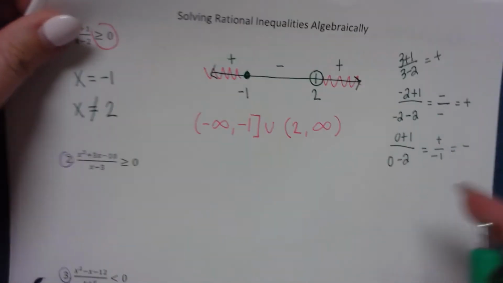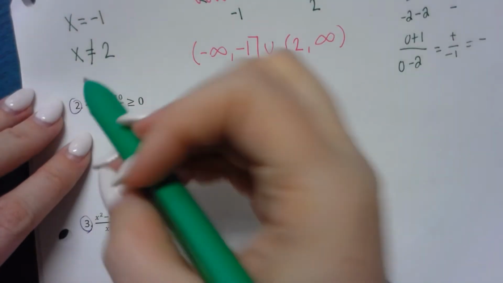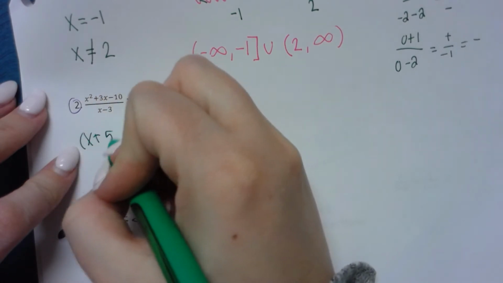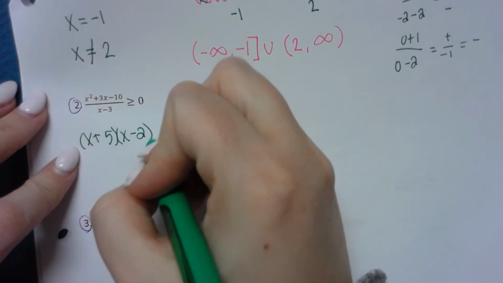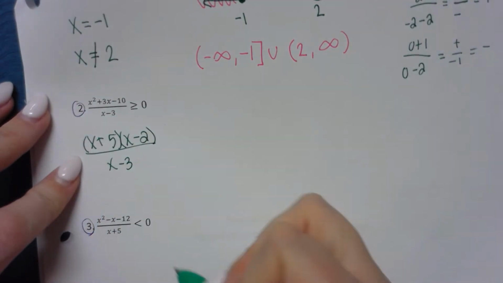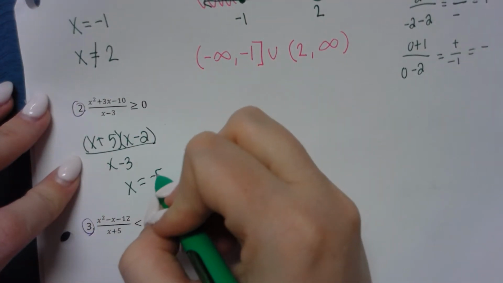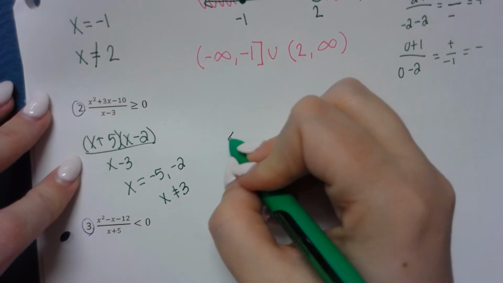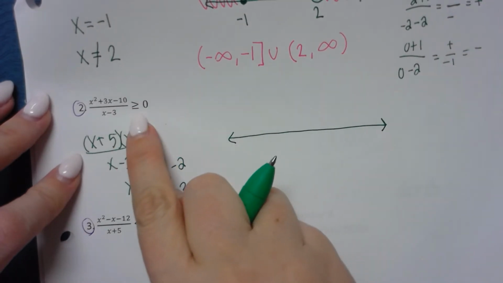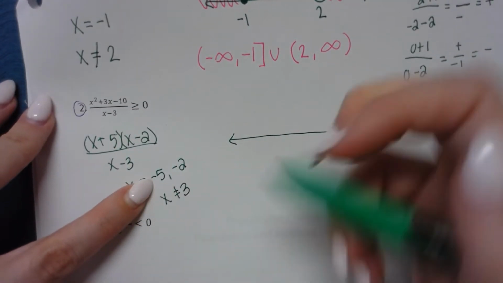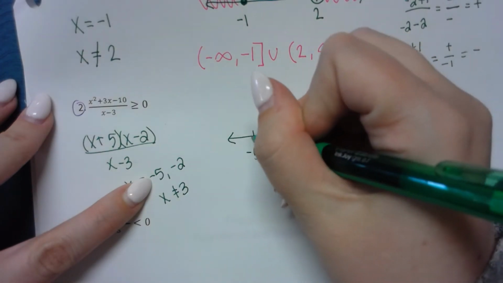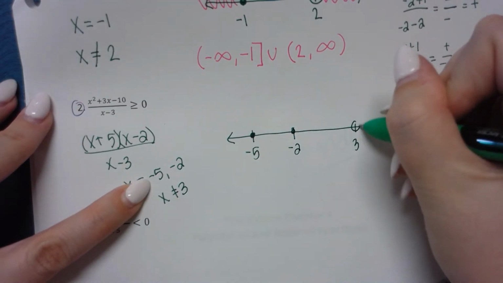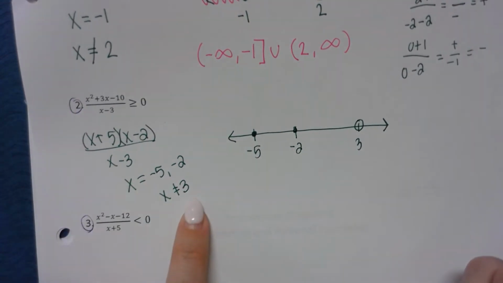Okay, in number 2, we're going to have to factor first. So we have to ask ourselves what multiplies to -10 and adds to 3. So x plus 5, x minus 2. So x can be -5 and 2. x cannot be 3. So we're going to go to our number line. Because this is an or equal to, at -5 and 2, we're going to have closed circles. And then at +3, it's going to be an open circle because it cannot be 3.